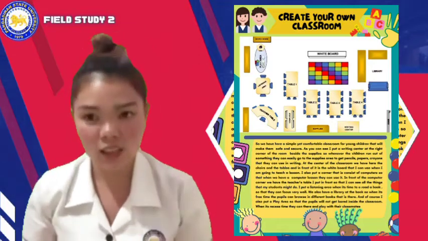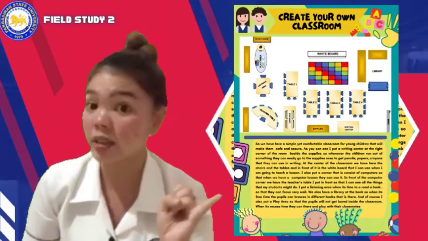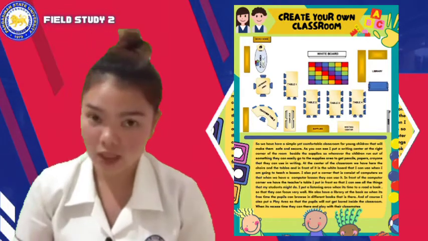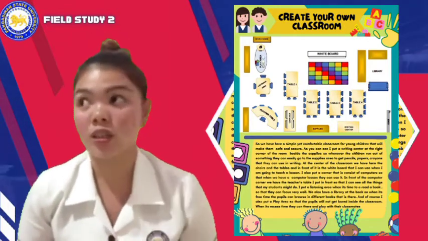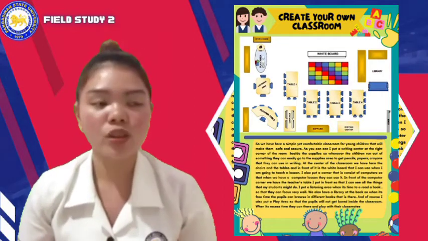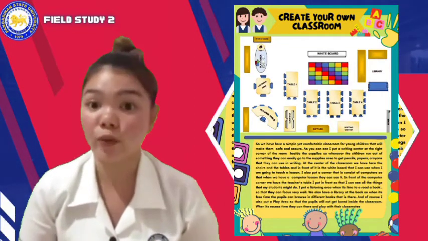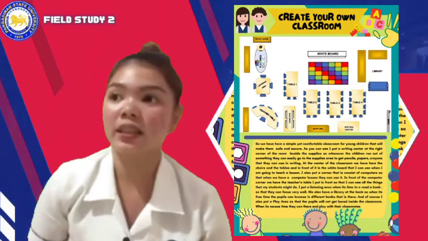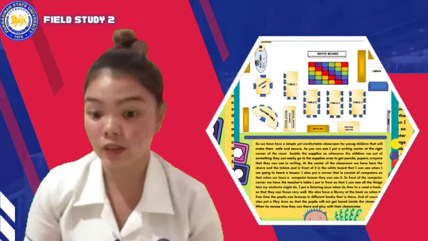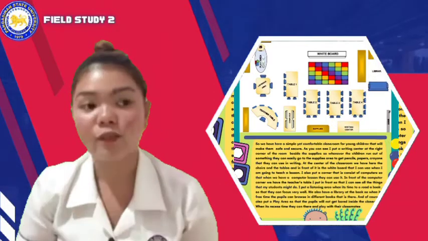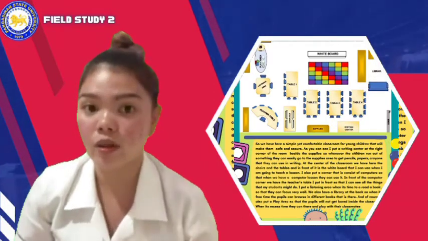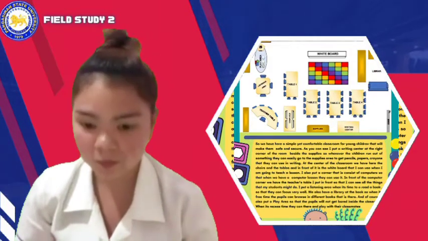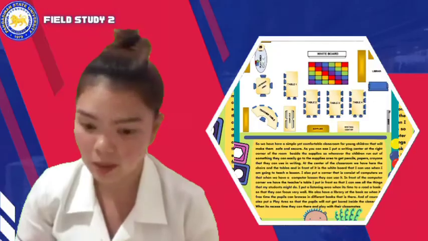And at the center of the classroom, we have the chairs and the tables. In front of it is the whiteboard that I can use when I'm going to teach a lesson. I also put a corner that consists of computers so that when we have a computer lesson, my students can browse or surf the internet. And in front of the computer corner, we have the teacher's table.